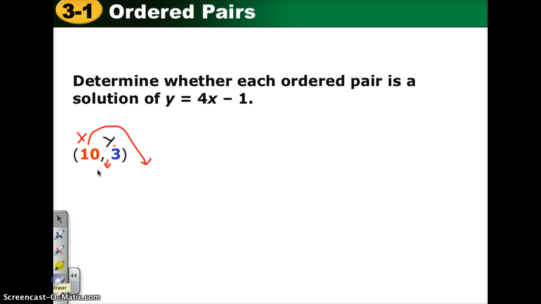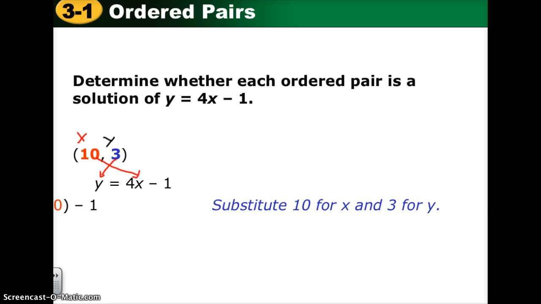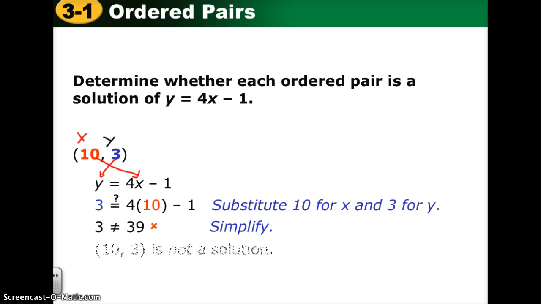Okay, let's check another one. We already have them labeled x and y, so 10 would be x, y would be 3. We're using the same equation, y equals 4x minus 1. Think about where these values are going to go. 10 in place of x, 3 in place of y. So now we have 3 equals 4 times 10 minus 1. We continue on the right side, taking 4 times 10 to get 40, and 40 minus 1 to get 39. These two sides are not equal, so we would say that the ordered pair 10, 3 is not a solution.